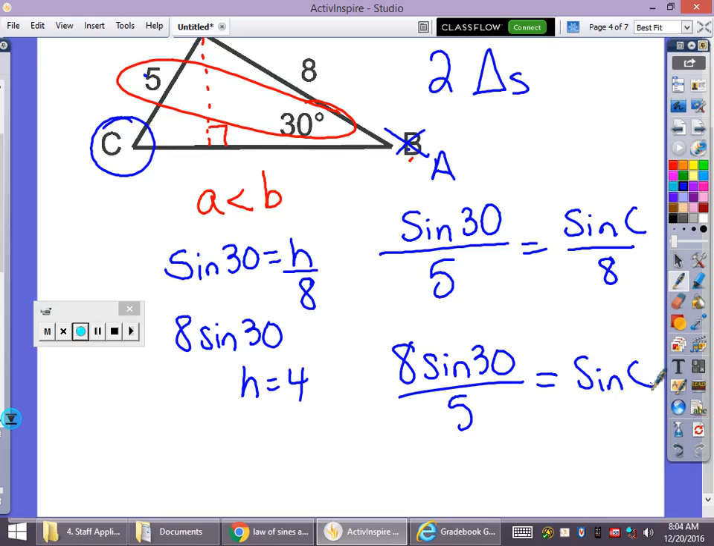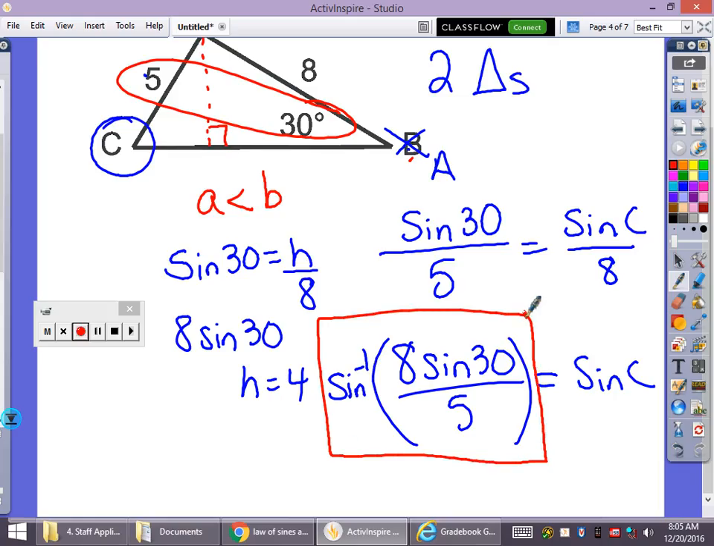How do I get rid of that sine of C? Inverse sine. The inverse of sine is not the same as cosecant. There was a lot of argument. I had a long discussion with another student. They're two different things. So right now you are typing this in your calculator and getting me an answer for C. All right, so I am hearing that it is 53 degrees.